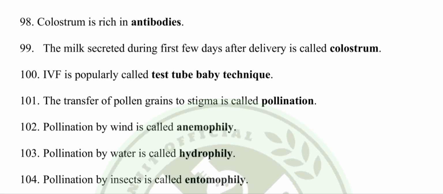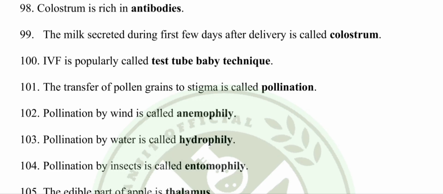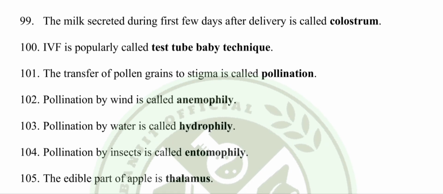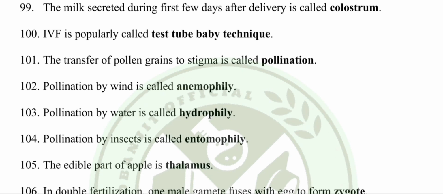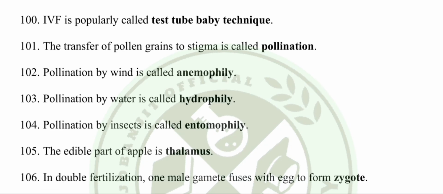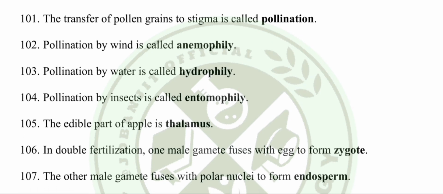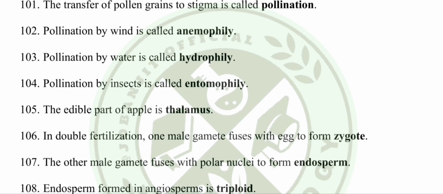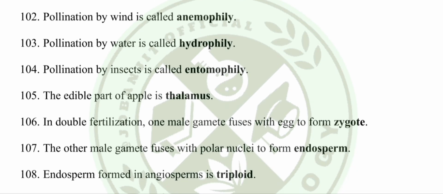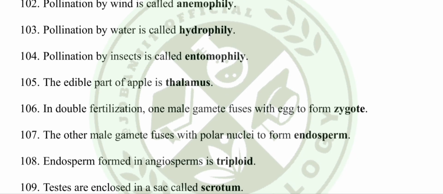101. The transfer of pollen grains to stigma is called pollination. 102. Pollination by wind is called anemophily. 103. Pollination by water is called hydrophily. 104. Pollination by insects is called entomophily. 105. The edible part of apple is thalamus.